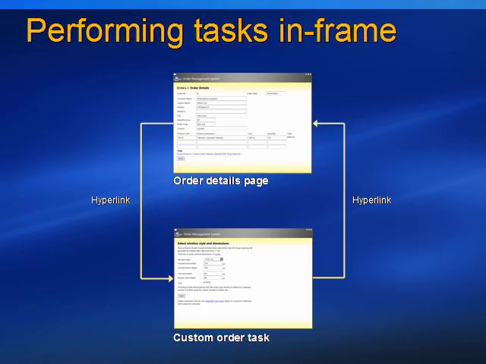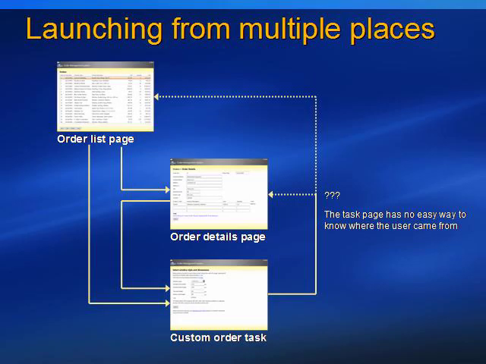This might not be bad in this particular example, but if we were hypothetically to scale it up, perhaps we have this custom order task and we want to launch it from more than one place, say our list and our details page. So there are hyperlinks to the custom order task from both places. What does that order task do? The user clicks some button in there, next or done or something, to finish that task. Where does that hyperlink go? It doesn't have any easy way of knowing where to take the user, because really the right place to take the user back to depends on where they came from.